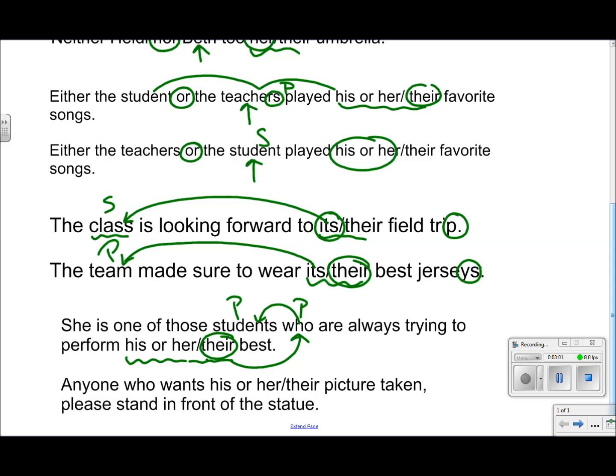But in this second example, his or her or their, which is also referring to who, is referring to anyone. Anyone is singular, which makes who singular, which makes me choose the singular pronoun his or her.